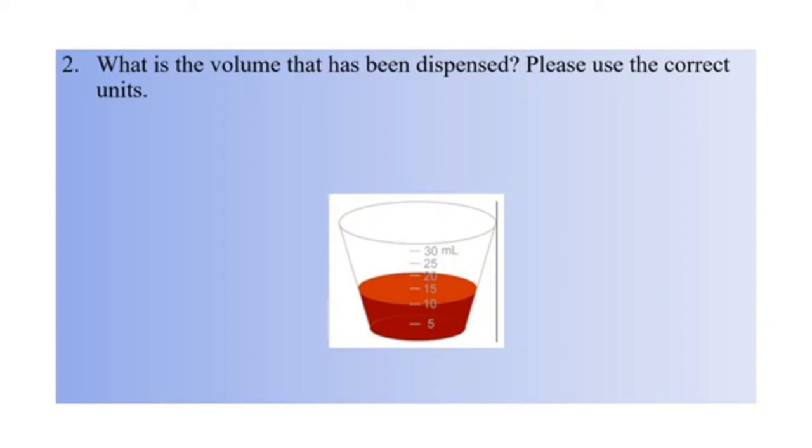Question number 2 is, what is the volume that has been dispensed? Please use the correct unit. So this question is also a bit confusing. If you see this cup, this one is a round cup, and you might feel that the volume is more than 20, but if you see properly, you could see that this part is the front part and that one is the back part.